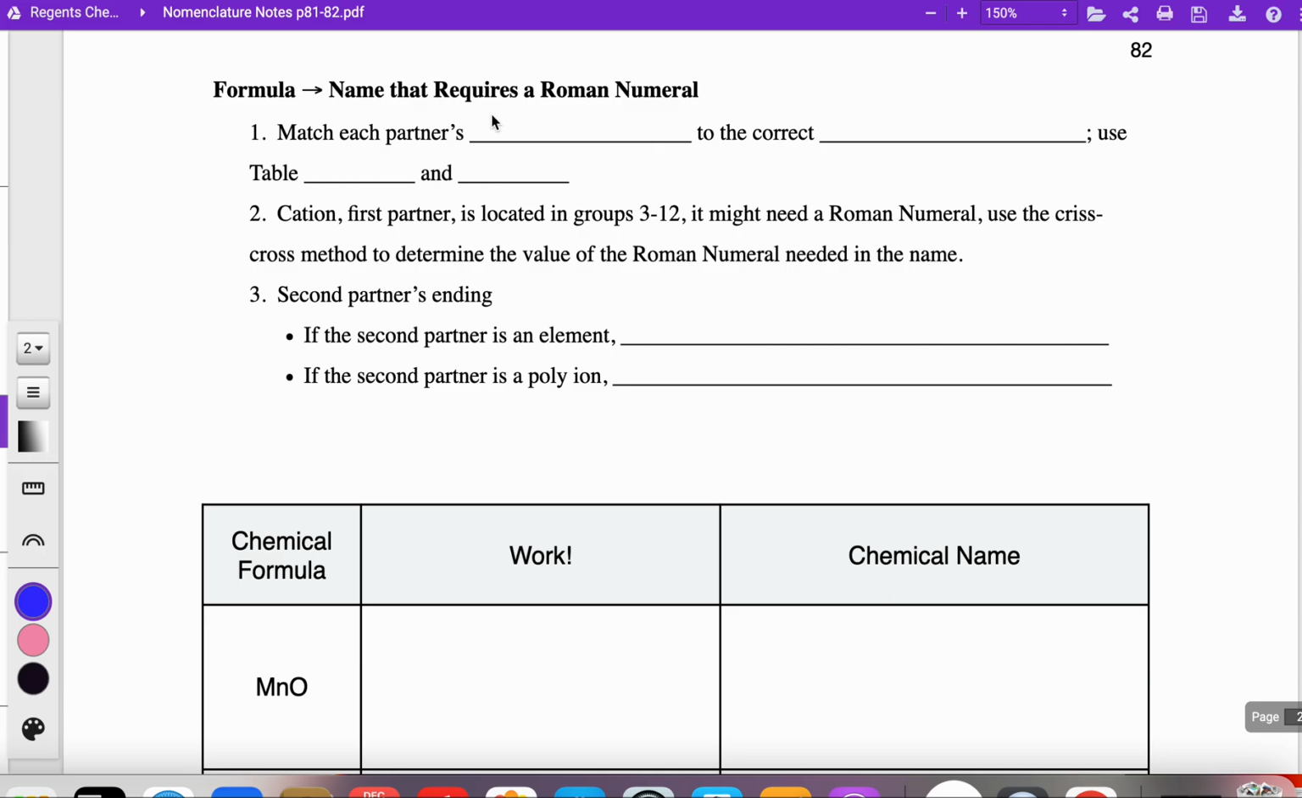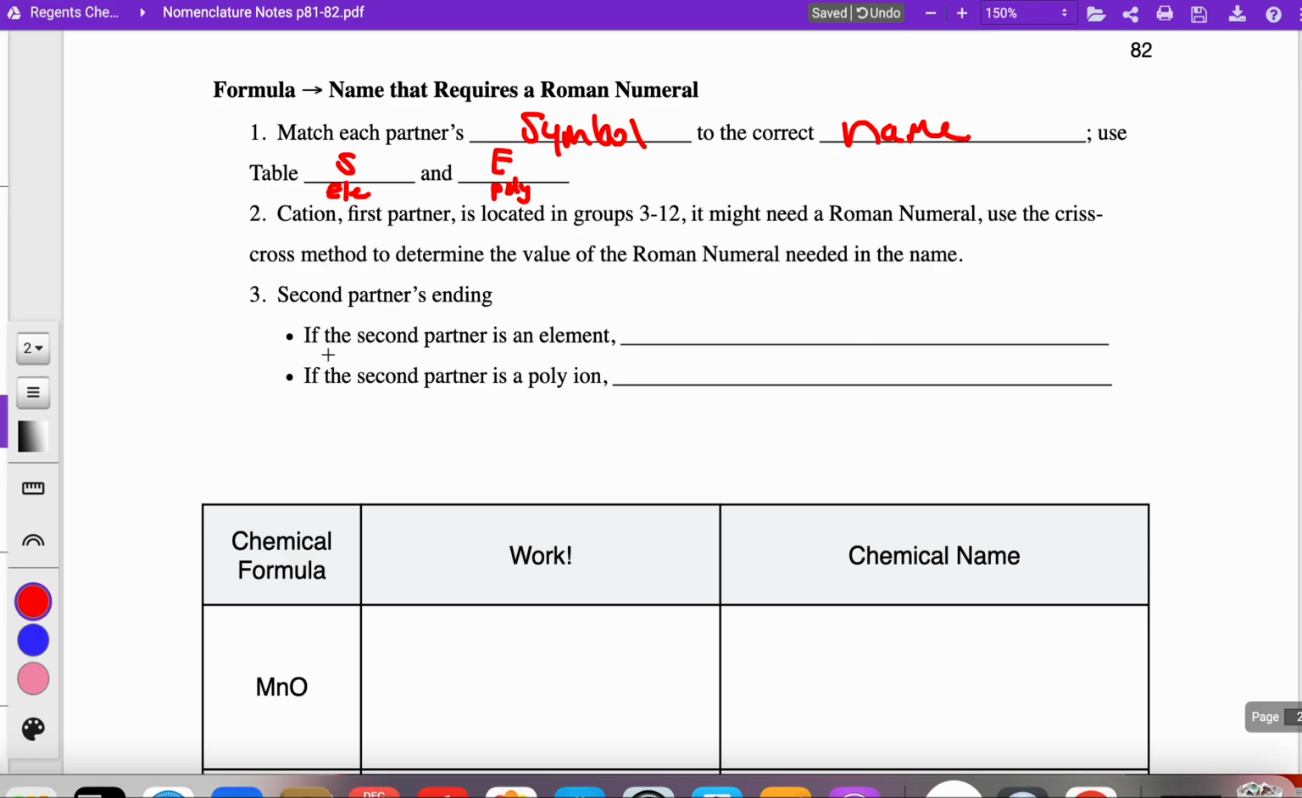Looking at examples where we need to use a Roman numeral in the compound's name. The steps are pretty similar to when we go from a formula to a name. The first thing is to match each partner's symbol to the correct name. And as you know, don't guess. If a partner is an element, you can find that information on Table S. And if a partner is a polyatomic ion, you have your Table E.